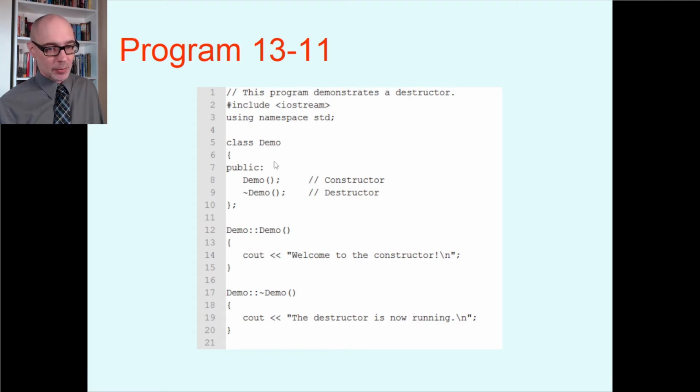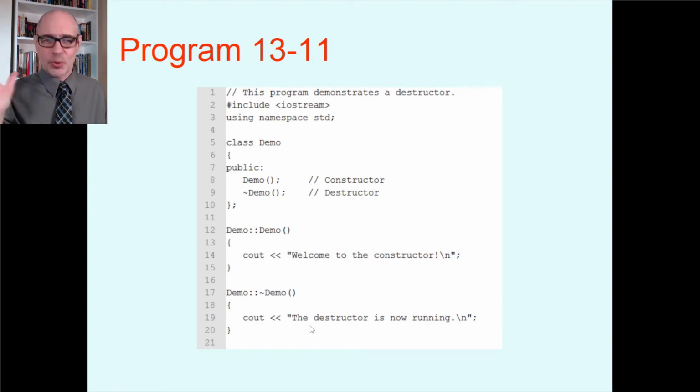The class is called Demo, and on line 8, you've got the constructor, specifically the default constructor with no arguments. It's called Demo, of course. And on line 9, you've got the prototype for the destructor, which is, of course, named ~Demo. You don't have any choice about that. Here is the implementation of the Demo constructor. It just prints out "Welcome to the constructor." And here's what the destructor does down on lines 17, 18, 19. It just prints out that the destructor is now running.